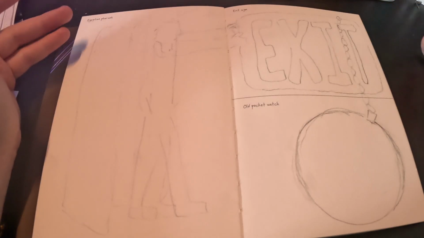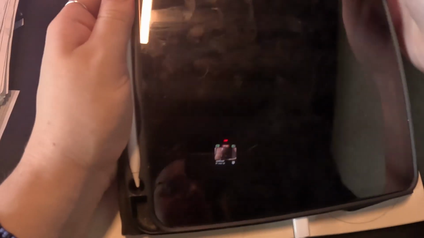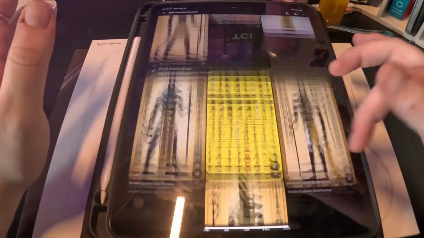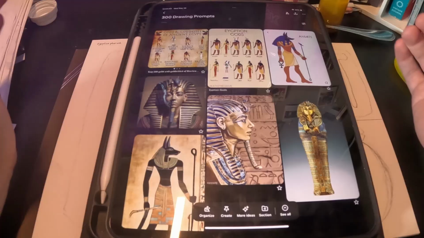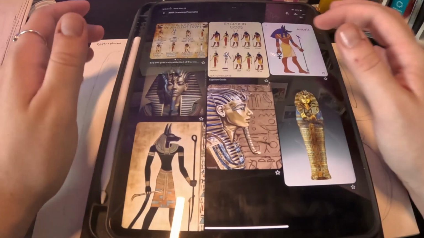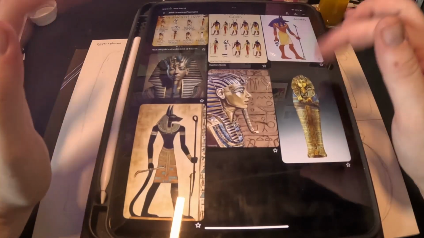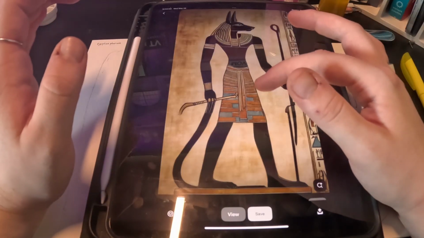I'm going to look at some reference photos, and I have my iPad with Pinterest here with some ideas already. I have this 300-day drawing prompts Pinterest board that I started creating, and I can put it in the description if you want to try your hand at it too. The idea here is to create something cartoonish, not necessarily with complete detail, but drawing inspiration from Egyptian art and how it looks.